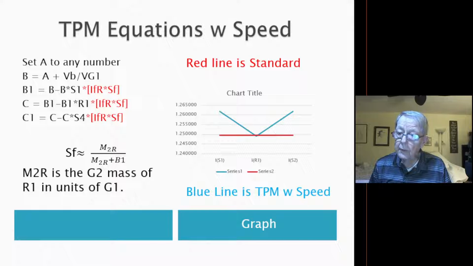So I got three sets of equations. Standard, which is also shown here in the red line. You have the TPM equations without speed, where it starts high, goes low and lower. And you also have this V-shape, three sets of equations. But when you measure, the circuit doesn't know anything about equations. We're going to see how well the measurements match any one of these three.